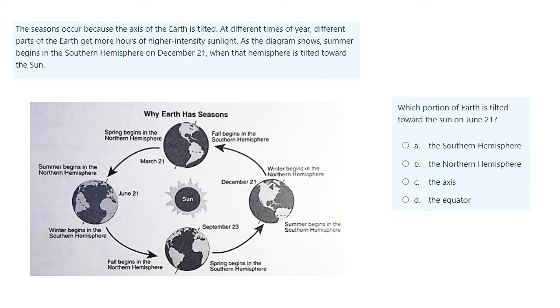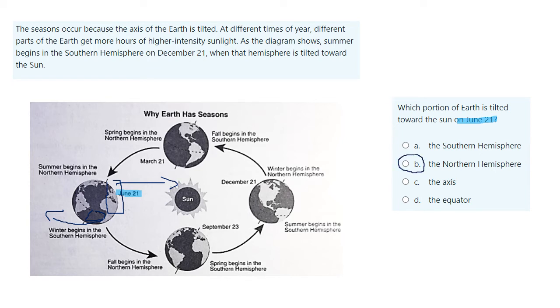Which portion of the Earth is tilted towards the Sun on June 21? So June 21 is here. I think we can see that this part of the Earth is tilting towards the Sun. This part of the Earth is tilting away from the Sun. So it is the Northern Hemisphere. The correct answer is B.